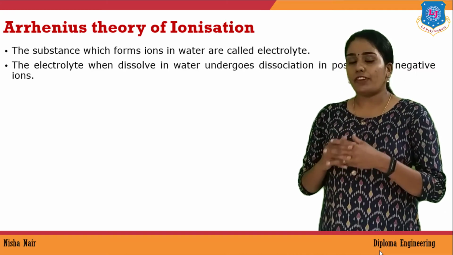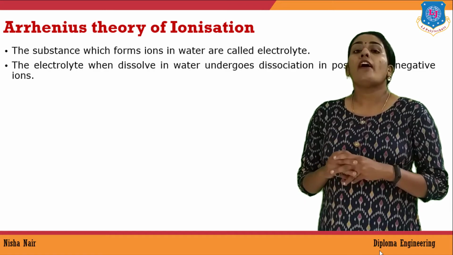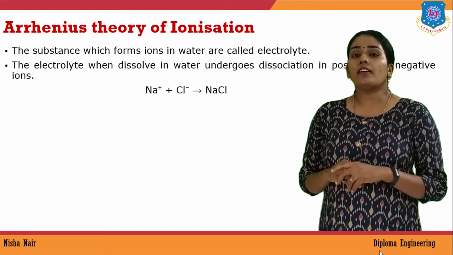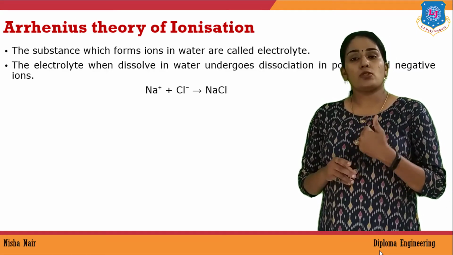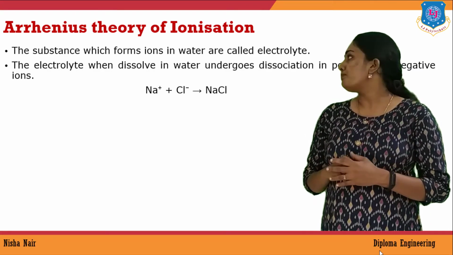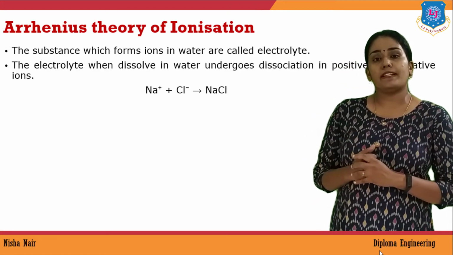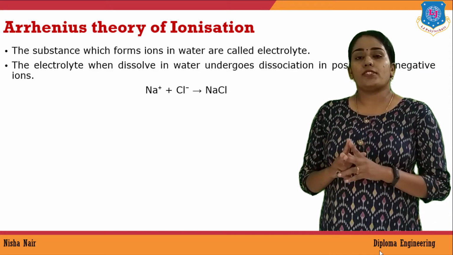For example, if we take NaCl, sodium chloride, which is known as cooking salt, when we put cooking salt in water, it gets dissociated into positive ion and negative ion, where positive ion is sodium and negative ion is chloride.